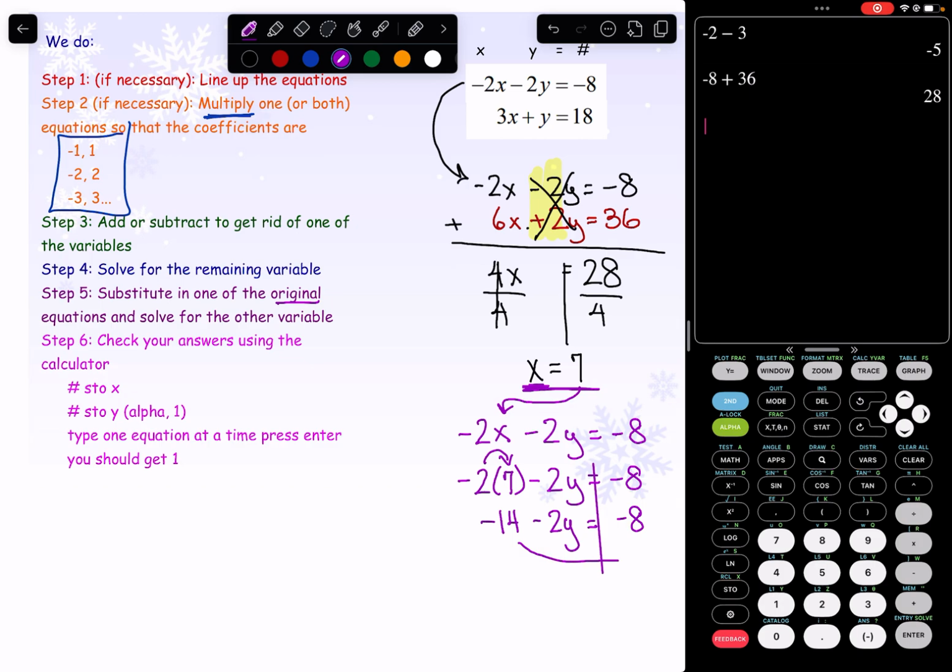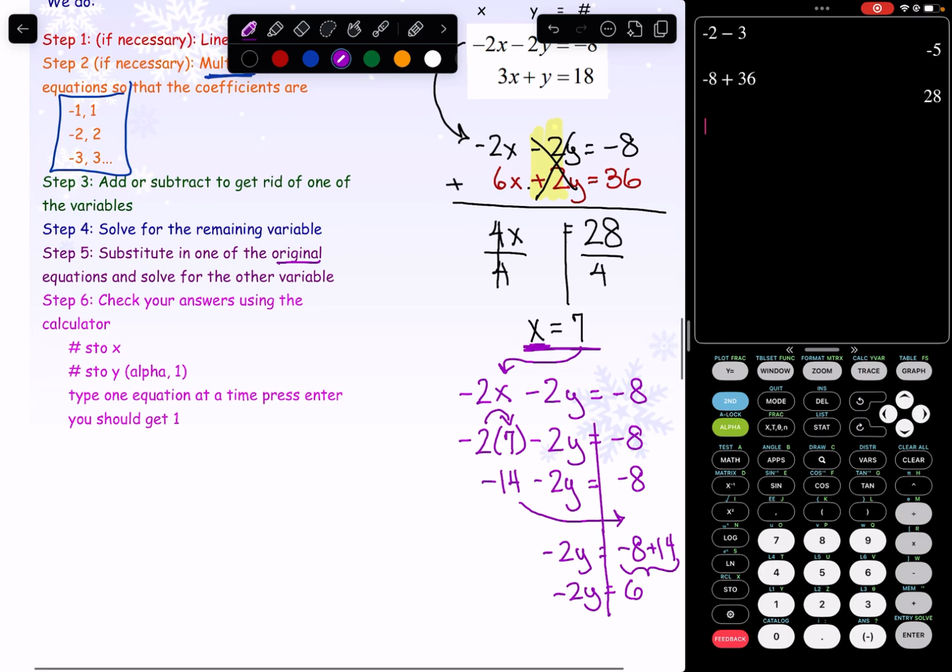And the negative 14 I would bring over to the other side. So I have negative 2y equals negative 8, and then plus 14. I have negative 2y equals negative 8 plus 14, which is 6. And my last step will be to divide by negative 2. And y equals negative 3.